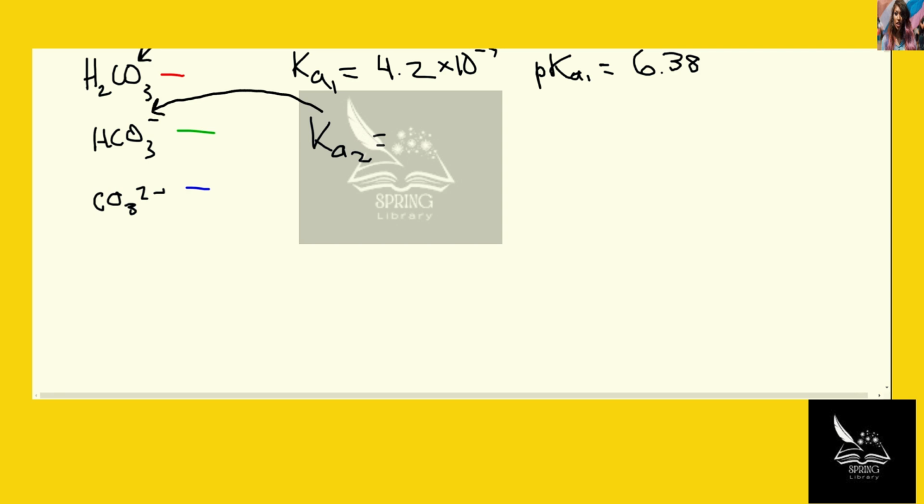Now let's take a look at the second Ka, the Ka of bicarbonate. So that Ka is 4.8 times 10 to the negative 11. So then the second pKa will be 10.32.